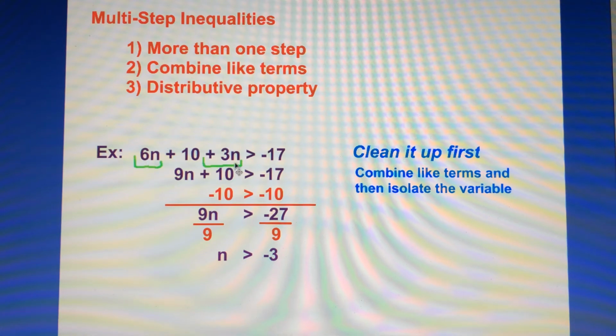6n plus 3n is 9n. I have a 9n plus 10. Now I'm clean. I have a plus 10, so I subtract 10 from both sides. And I have 9n is greater than negative 27. So, divide both sides by 9. Actually, divide every term, but in this case, there's only one term on each side. And I get n is greater than negative 3.